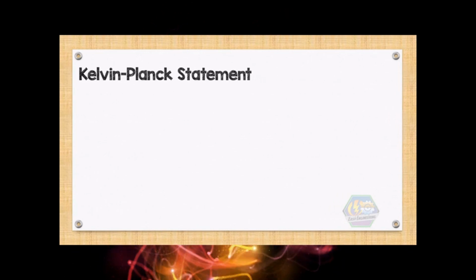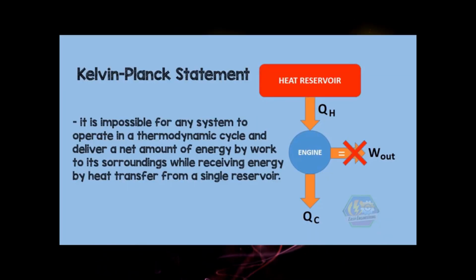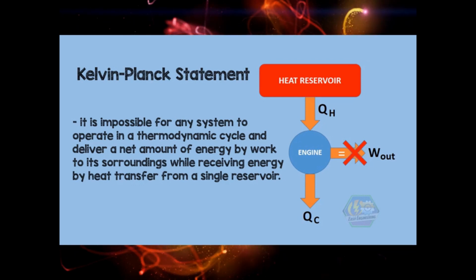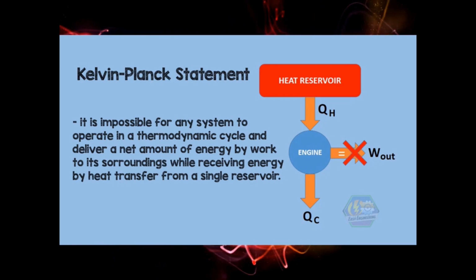For example, coffee. The temperature of coffee is higher than its cup, and as mentioned, from higher to lower. So the heat from coffee gets transferred to the cup, which is cooler, and that is why the cup gets hotter. Second statement is the Kelvin-Planck statement, which states that no heat engine can completely convert heat into work.